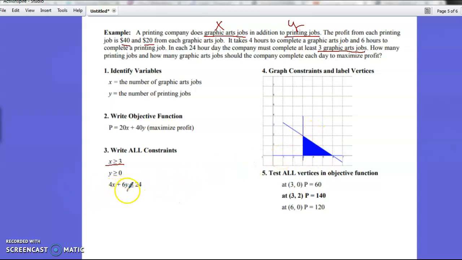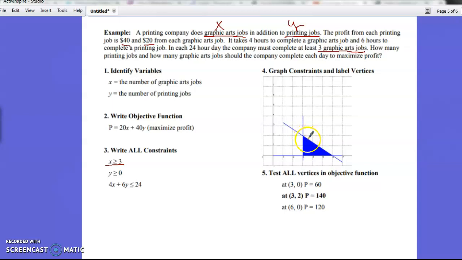And then our last constraint is how much work we can complete in one given day. It takes 4 hours to complete a graphic arts project and 6 hours to complete a printing job, and we have 24 hours to complete everything. So that's this line here. We don't have to have printers going the entire day, but we can't go above 24 hours of working. So our feasible region is everything that's in the solid blue.